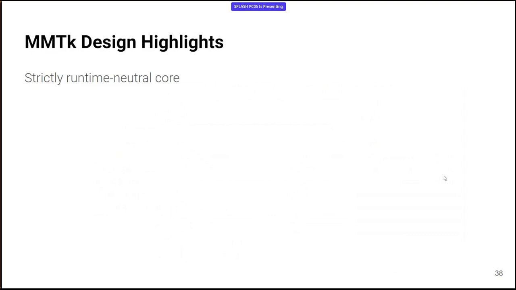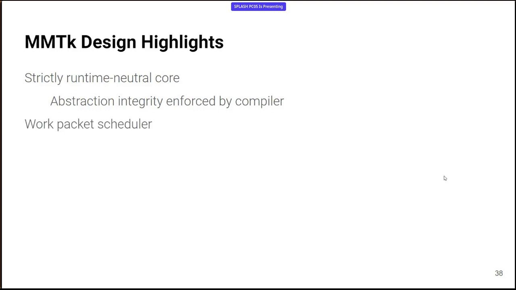We've got a strictly runtime neutral core. I've emphasized that. We've got abstraction integrity enforced by the compiler, and this is very important. As I said before, human nature is for abstraction leakage to occur, but if it's enforced by the compiler and the linker and your continuous integration, then you've got defenses against abstraction leakage.